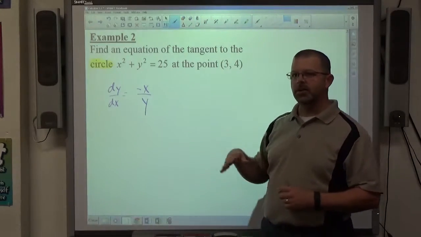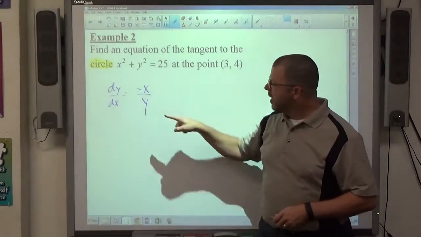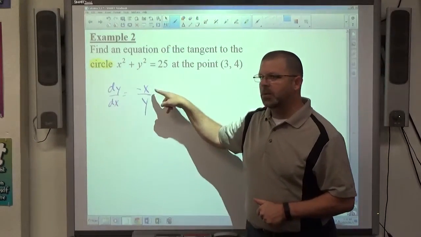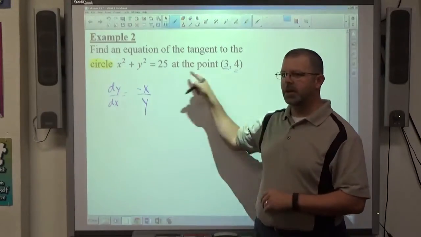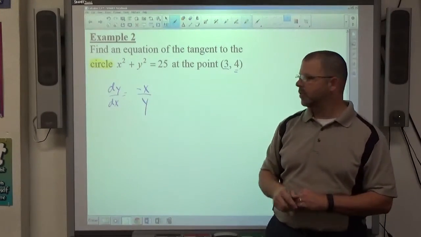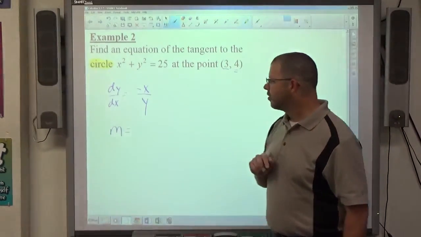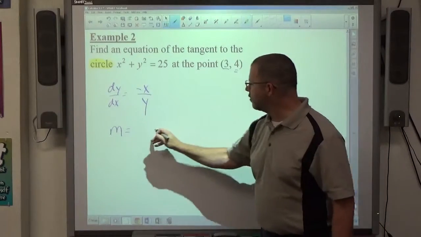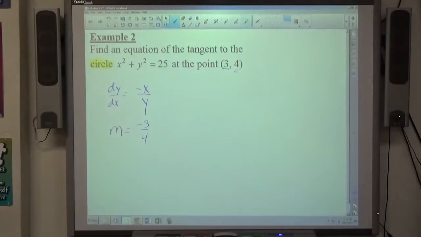Now the difference between this problem and what we've done in the past with tangent lines is that we had f prime of x equals something about x, and we had to substitute x in. Now we have a derivative dy/dx that equals an expression involving x and y, so we need to use both of these numbers in this expression to establish what the slope is. It's still a derivative, so it's still the slope formula. Slope is negative x over y, so negative 3 over 4 will be the slope of the tangent line to this circle.